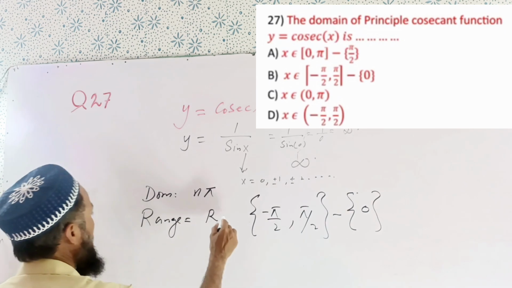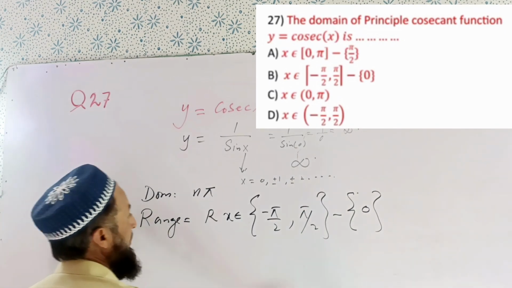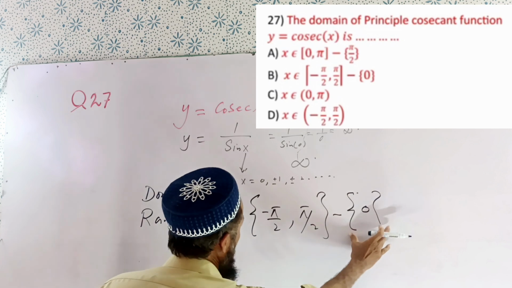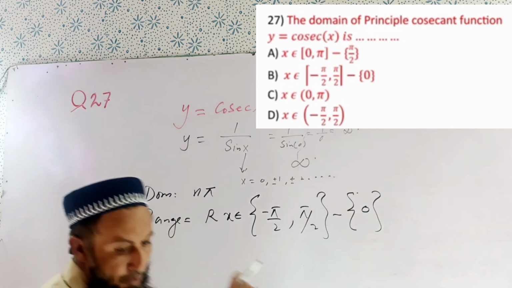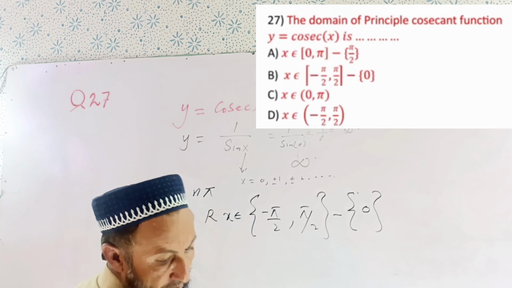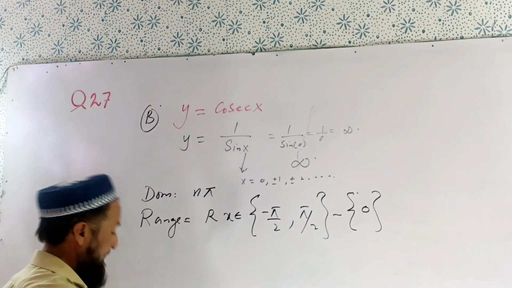X belongs to minus pi by 2 and pi by 2, except this, which will be accepted by the domain. So option B is the correct option.